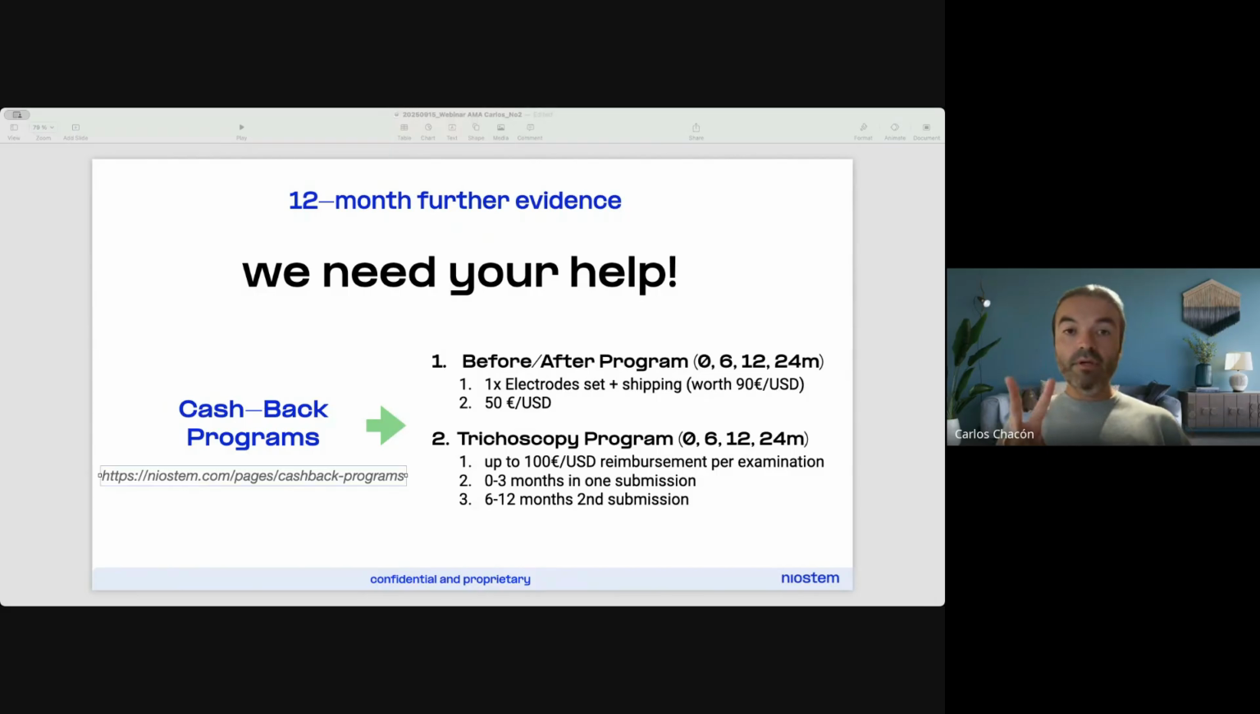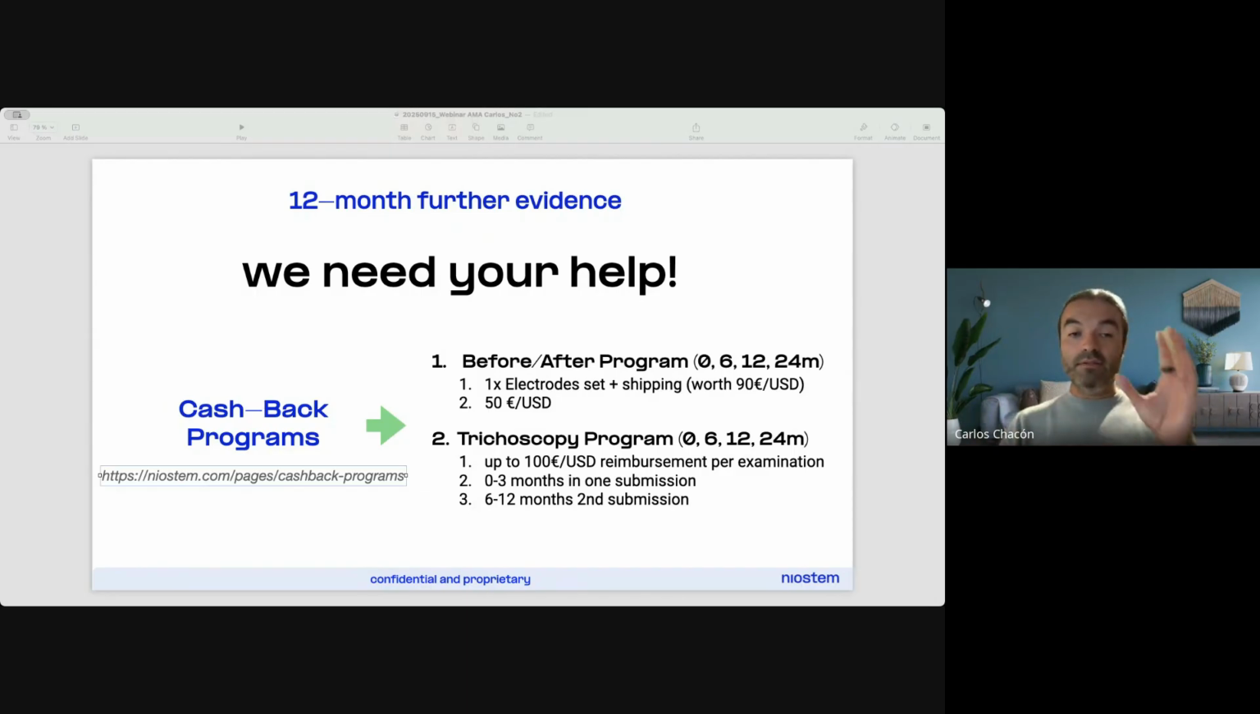The second program is called the trichoscopy program, and it's the same idea. You find a trichologist, a hair surgeon, or a dermatologist close to you that has a tool to quantify your hair. So you put the camera, you find the place, you put it there in exactly the same position. That's kind of tricky, but the hair professionals actually know how to do this. You go there, you get the report, you send us the report and the invoice.